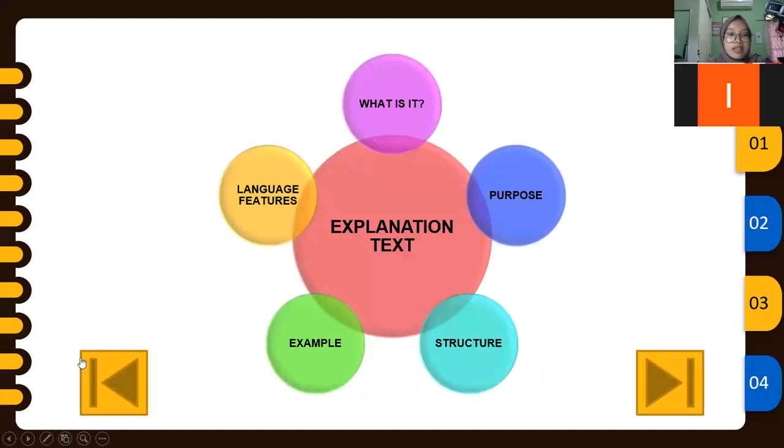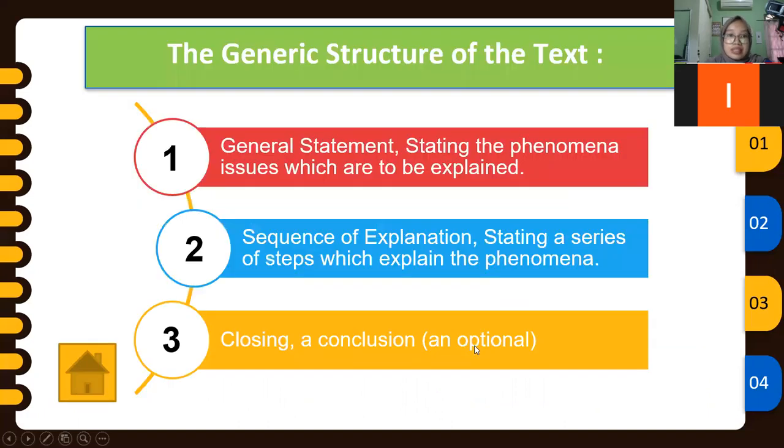Okay. The next is the structure of explanation text. The general structure of the text consists of three components. The first one is general statement, the second is sequence of explanation, and the third is closing. Repeat once more. The first is general statement, the second is sequence of explanation, and the third is closing.